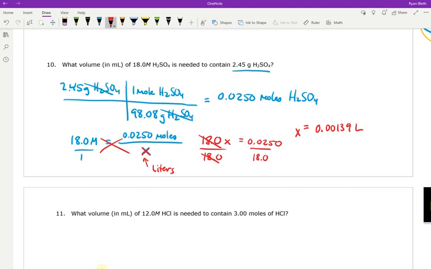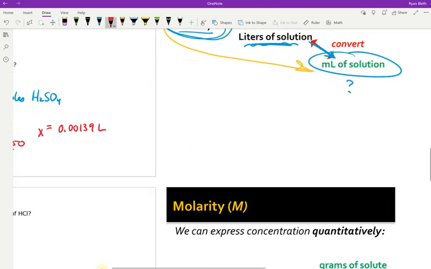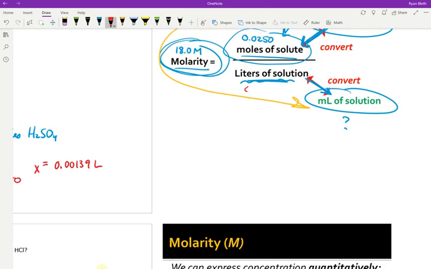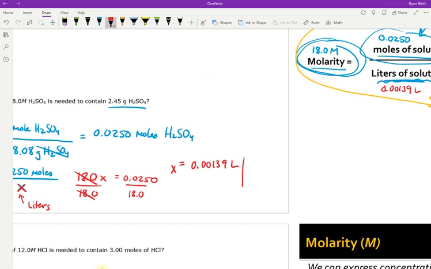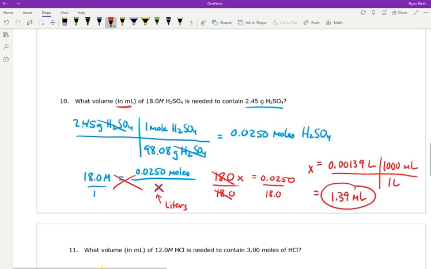Is that the answer? The question says what volume in milliliters. So we just need to go one step further because we've solved for liters. We're down here at 0.00139 liters. We need to get to milliliters, and that's a metric conversion. To get from liters to milliliters, it's simply a matter of 1 liter is 1,000 milliliters. So we take that times 1,000, and our answer is 1.39 milliliters of solution that we would need to accomplish what they asked us on that question.